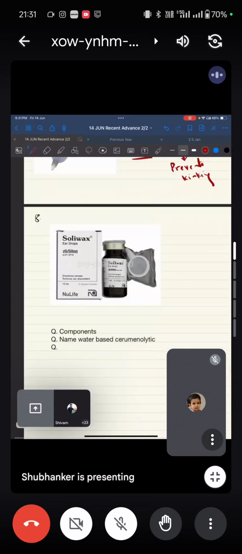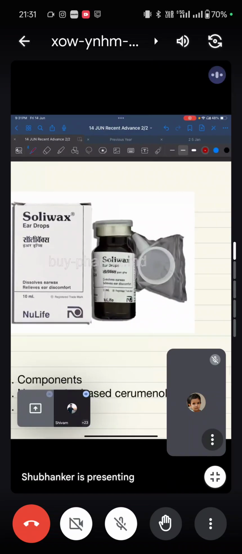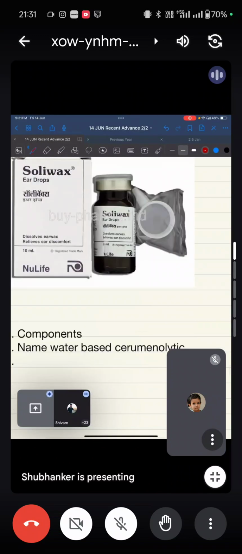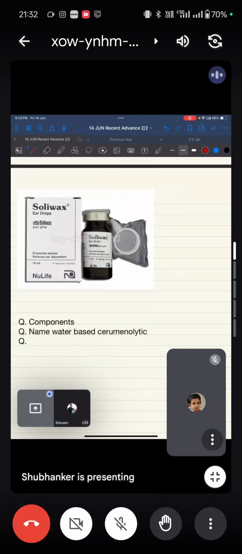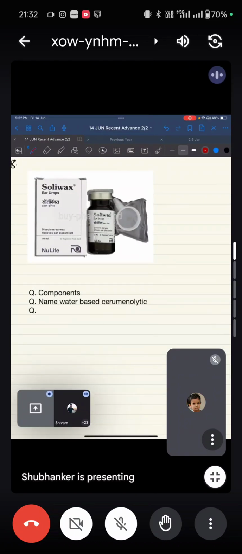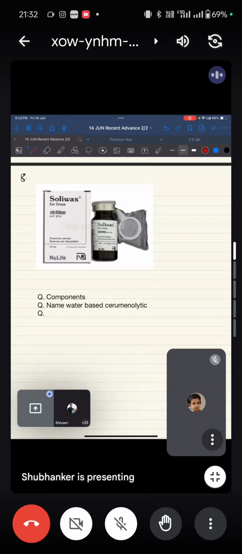Now, coming to this. Okay? Our favorite eardrop, Soliwax. Now coming to the components. Chalo. Prochlorperazine? Prochlorparabenzene? Okay, let's everyone Google it. See, it is para-dichlorobenzene. So these are the confusing things. You will be like, I have seen this thing, I know this thing, but when we come to write the answer, somehow there will be a problem.